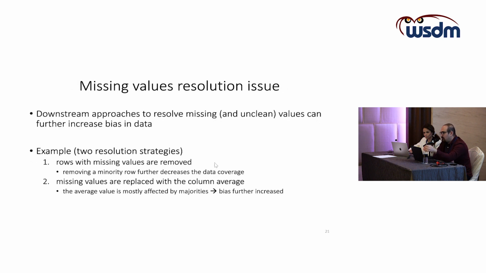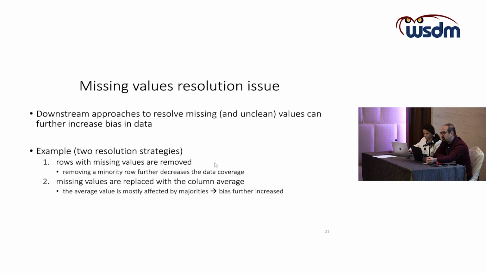Okay? Similarly, if you have missing values, you need to have a resolution strategy, right? For example, you can remove the rows that have missing values. Now, if you remove a row that belongs to the majority, almost no harm will happen because you have many samples from the majority, right? On the other hand, if that happens for a minority and you remove the row for the minority, you already have a few samples for that group, you're going to have even less.